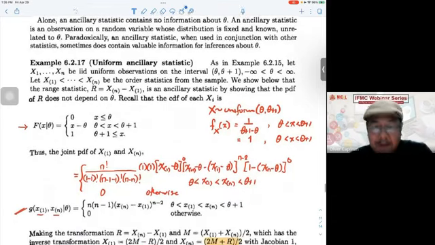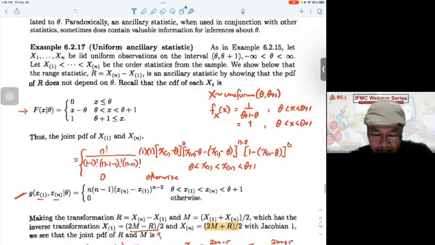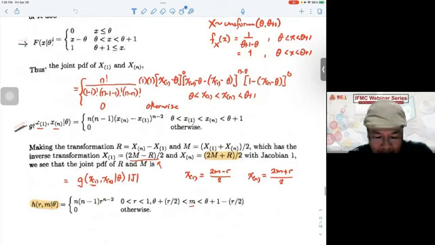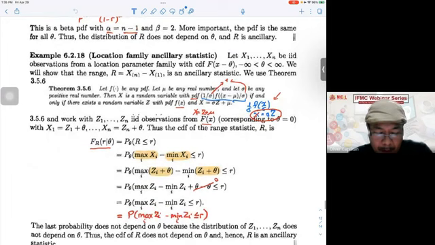The first one, we have the uniform ancillary statistic. And then we were able to show that the range, which is the difference of the maximum order stat minus the minimum order stat, is an ancillary statistic because we have shown that the PDF of our range does not depend on our parameter theta. Okay, the next one, applying still the definition, we have the location family ancillary statistic.